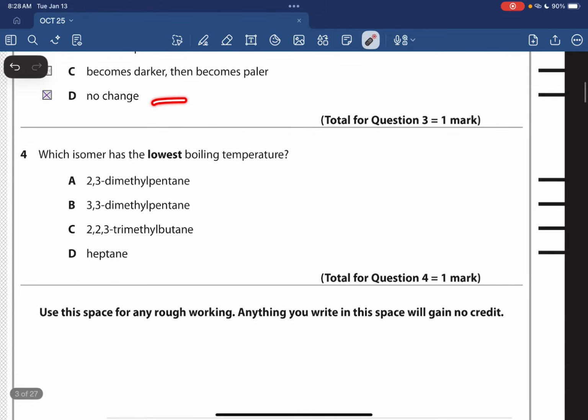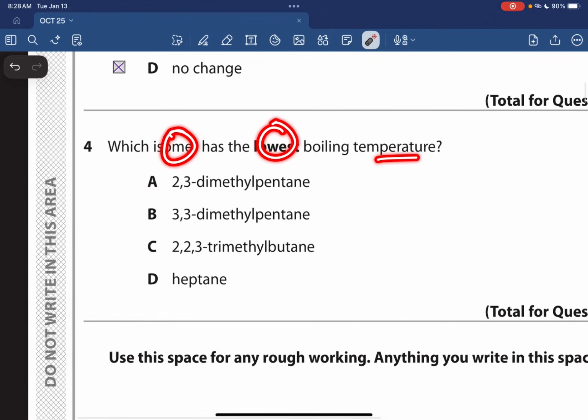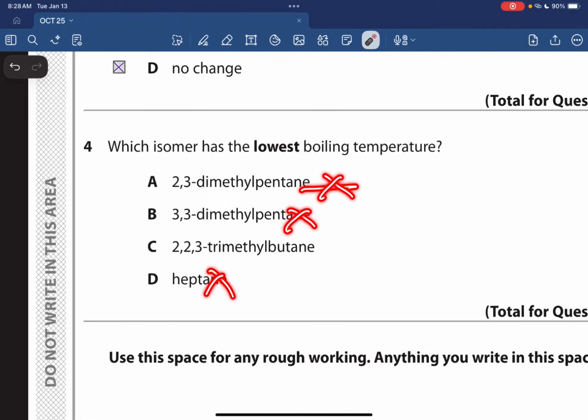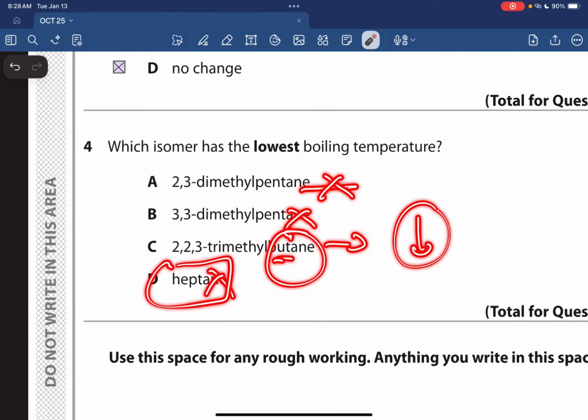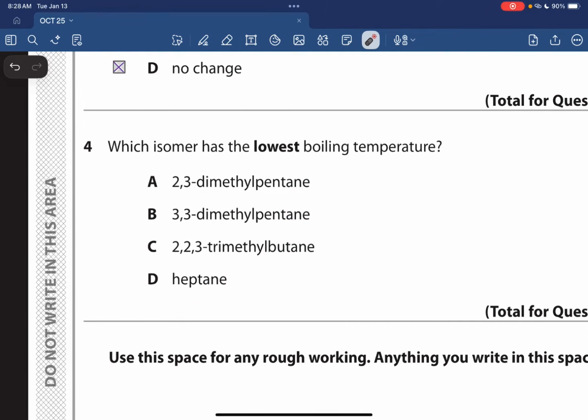Moving on. Which isomer has the lowest boiling temperature? Okay. So first of all, check off the ones that have a greater number of carbons. Pentane, not at all. Heptane, not at all. So over here we have butane. It has a lower number of carbons, and on the other hand it also has more branches than these two. Okay. So the answer should be this one, okay?